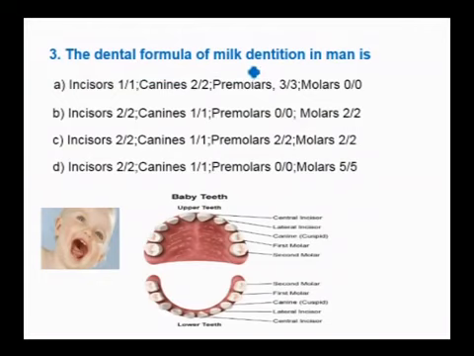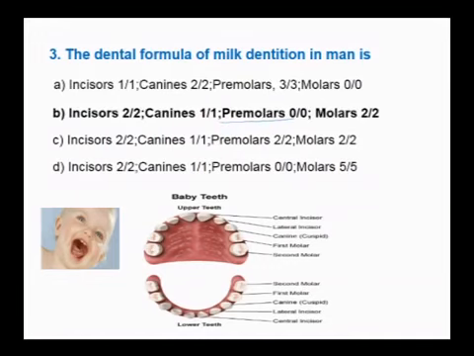The dental formula of milk dentition in man is, the options have been put forth here. I have specified the milk teeth do not bear premolars. So, it is 2, 1, 0, 2. You can also write bar 2102. This is 1/2 of the upper jaw and this is 1/2 of the lower jaw.